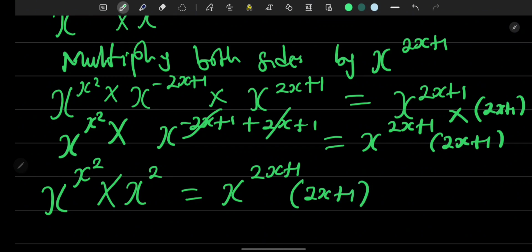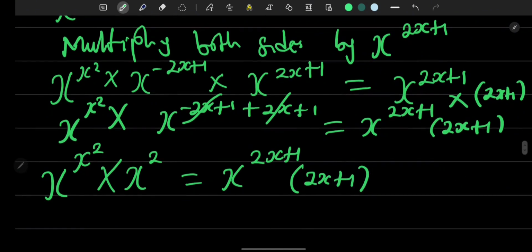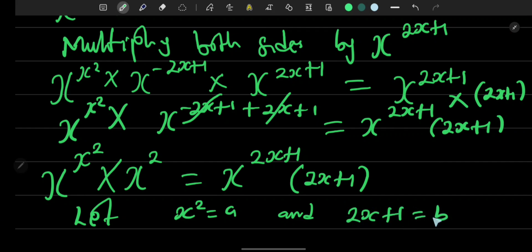You can see something here looks similar. If you look at the left hand side, the power of x here is x squared and that's what you have here. At the right hand side, the power of x here is 2x plus 1, that's what you have here as well. Okay, this looks like we're gonna make use of the Lambert W function. For you to see that clearly, let me just assume let x squared be a and let 2x plus 1 be b.